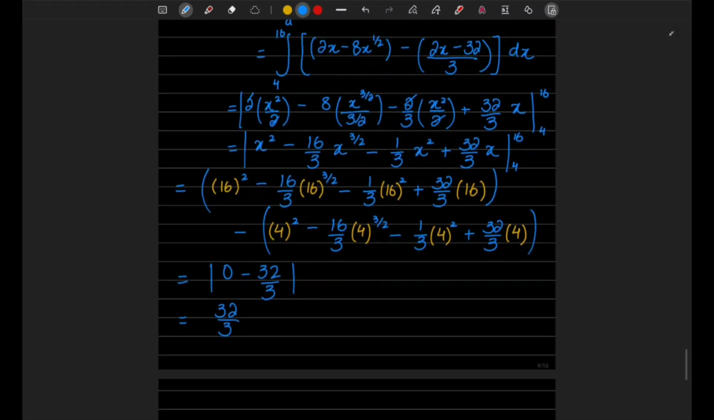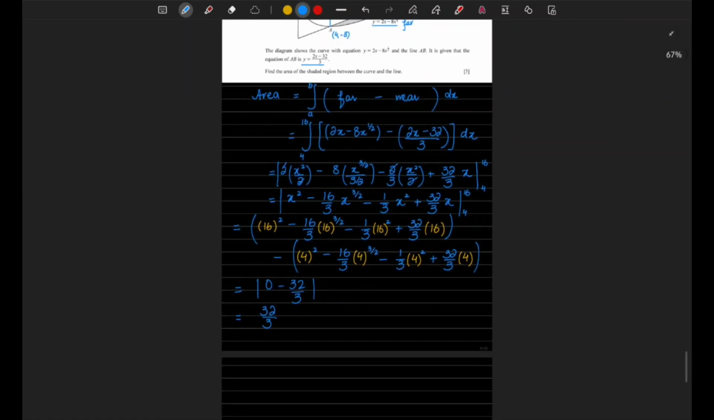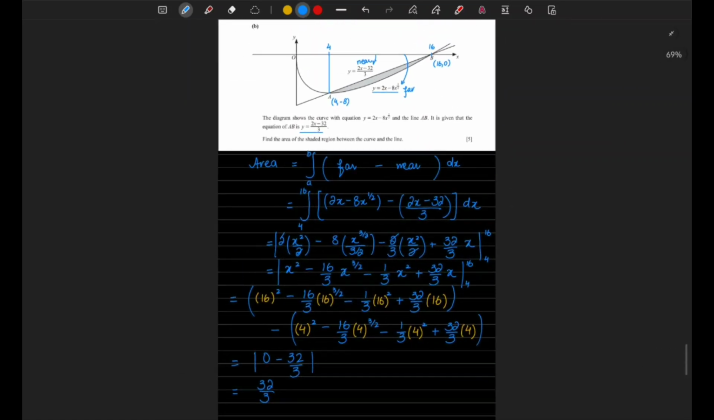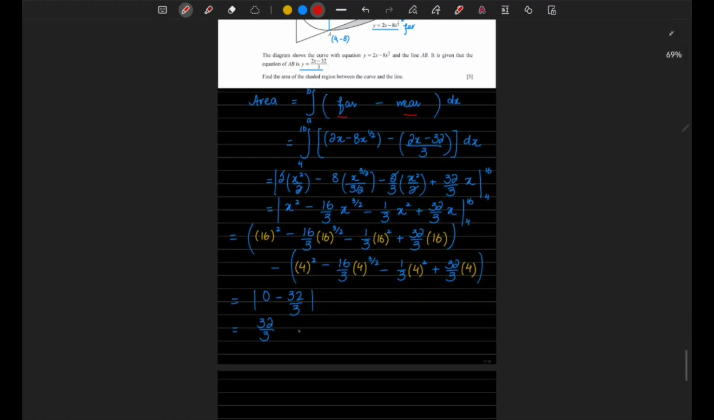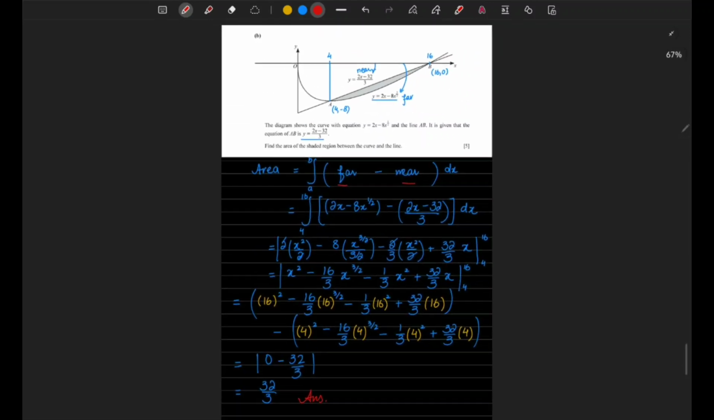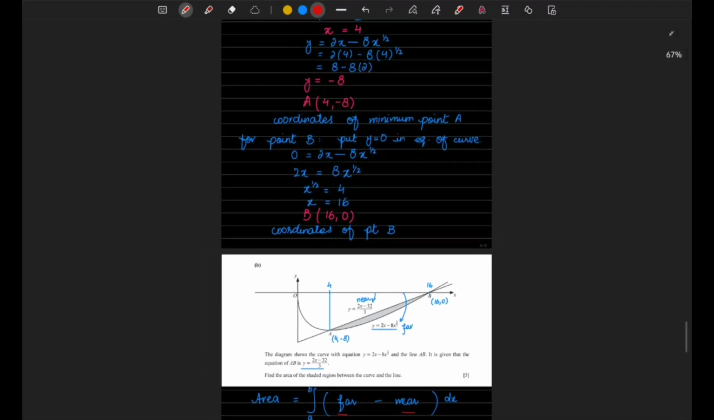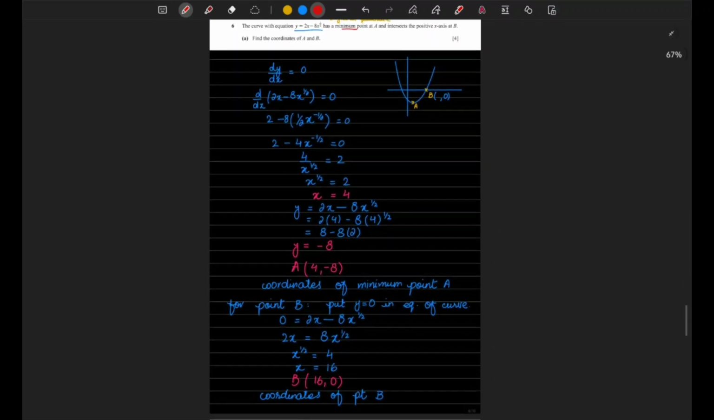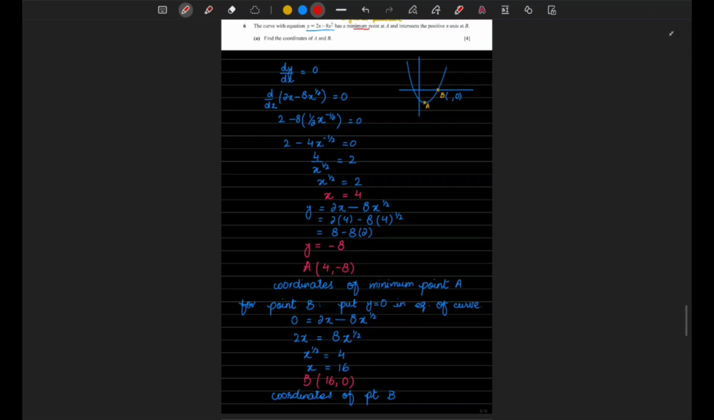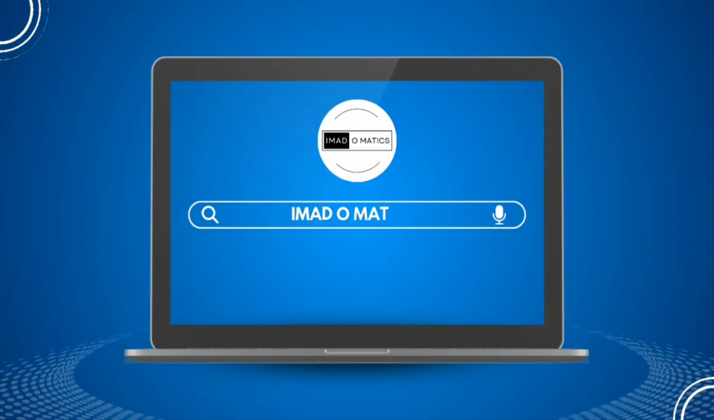So this is the simplest way of doing it: applying the integration directly, deciding your far and near correctly, then integrating, applying the limits, and doing it directly with the calculator, and you will get your final value. So this is your whole working for question 6, part B, and this is your part A. So this is your whole question number 6.